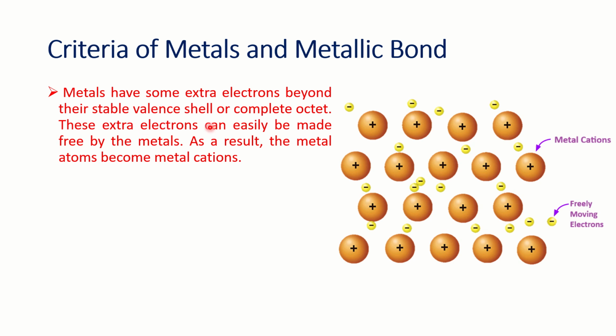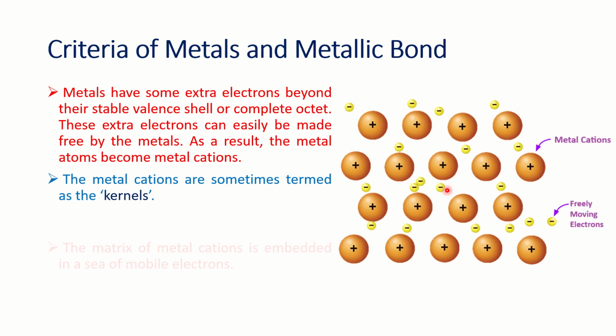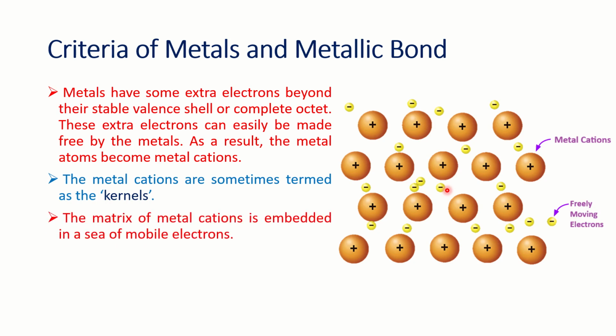These extra electrons can easily be made free by the metals. So these electrons are lost by these metals, and as a result the metal atoms become metal cations. These are the metal cations, also termed kernels, and these are the freely moving electrons. The matrix of metal cations is embedded in a sea of mobile electrons. So you can easily see here that these metallic cations are embedded within a huge sea of electrons.